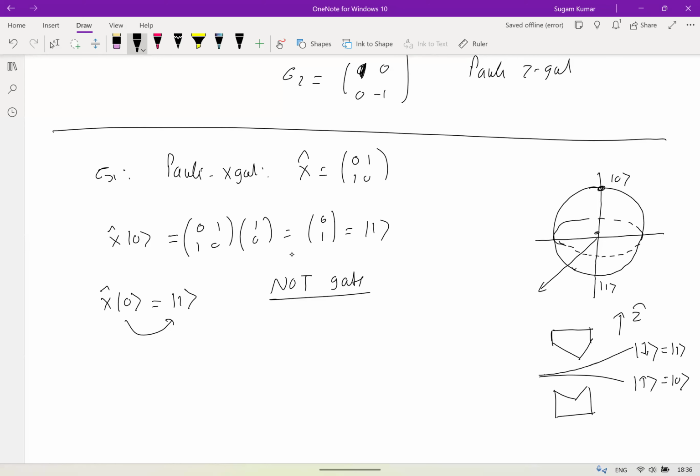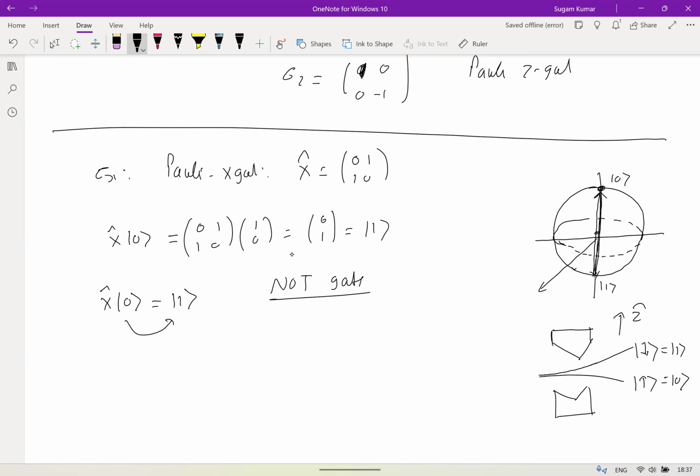So it will simply flip the spin. Earlier it was along this direction, it will now flip to this direction. So it is going to flip the spin state from 0 to 1 direction. So this is how this X gate can be understood.